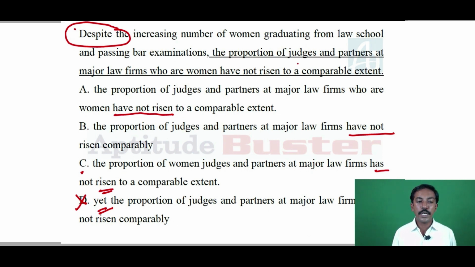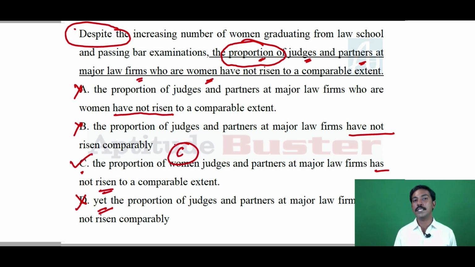The proportion of judges and partners at major law firms who are women. Proportion is singular, judges plural, partners plural, law firms plural, women plural. So don't be bothered. Let it be a noun phrase comprising as many plural nouns and singular nouns. Whichever the case, you will always take the first noun into account. Here the first noun is proportion. It is singular, thereby you can be very sure in picking option C as the answer for this question.